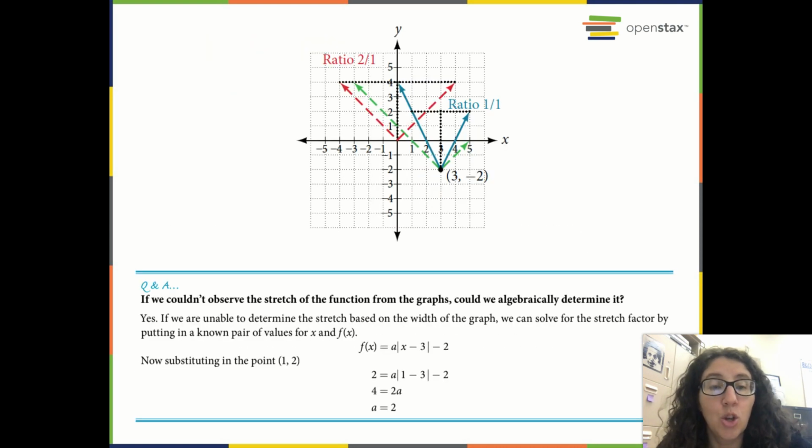Okay, so that is sort of an introduction to absolute value functions. We'll continue. Now we'll look at algebraically solving them in the next section.